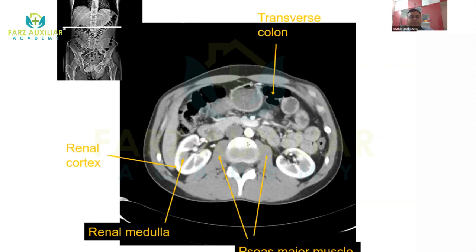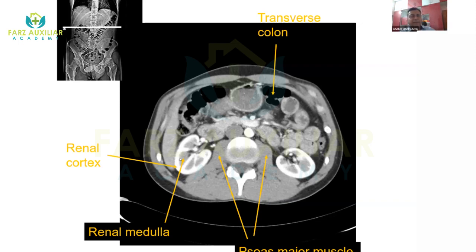Then on the sides of the vertebral body, you can see this muscle. This is the psoas major muscle. This is important to know because it can be there in the exam. So if there is any abscess in the psoas muscle, this is known as a psoas abscess.